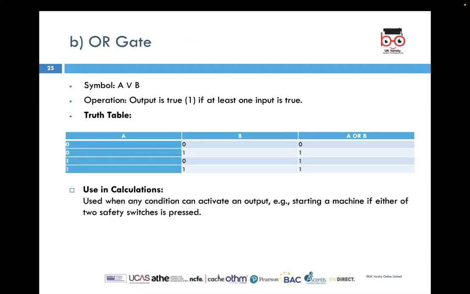Here's the OR gate. Output is true if at least one input is true. The truth table here is that if A is 0 and B is 0, then A OR B is 0. If A is 0 and B is 1, then A OR B is 1. If A is 1 and B is 0, A OR B is 1. And if A is 1 and B is 1, A OR B is 1. These are used when any condition can activate an output, for example, starting a machine if either one of the two safety switches is pressed.